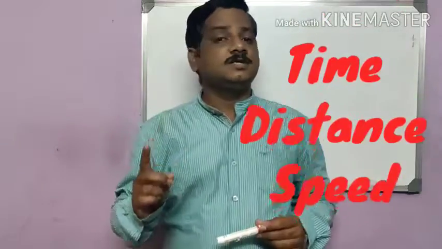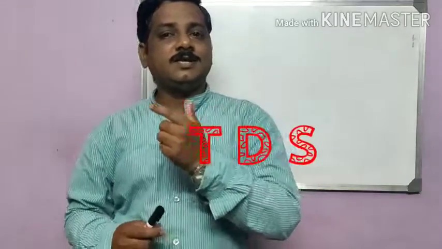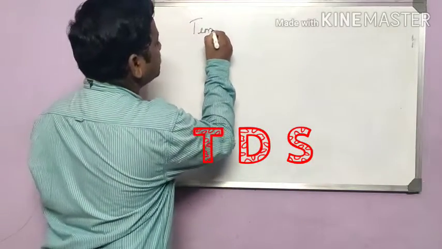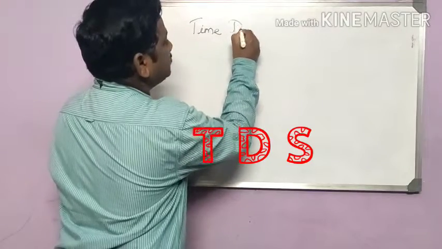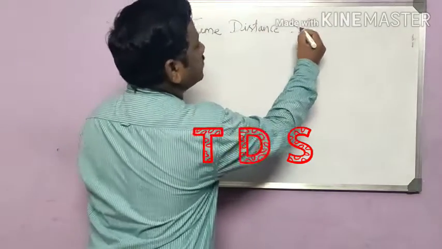Today we are going to discuss a new concept in aptitude, that is time, distance and speed. In short, we call it TDS. From now on in my video, I won't write it completely as time, distance and speed. In short, I will use it as TDS.